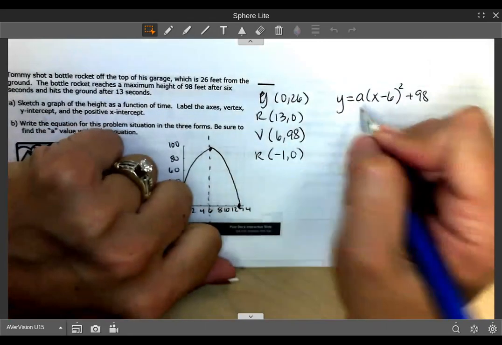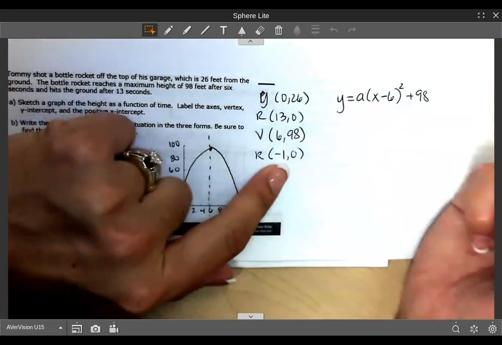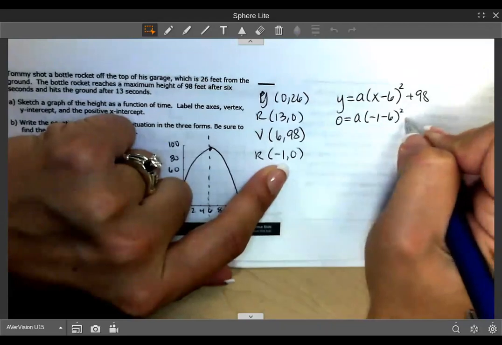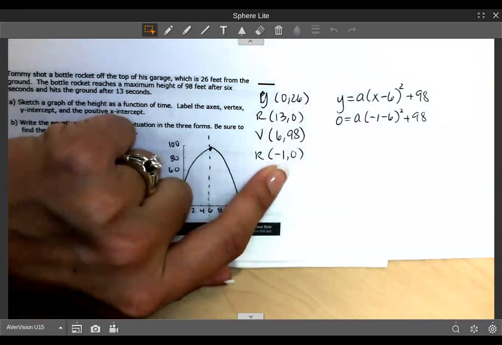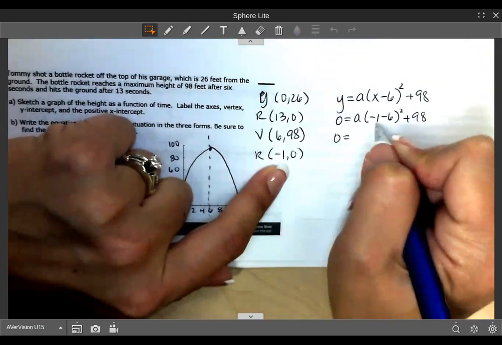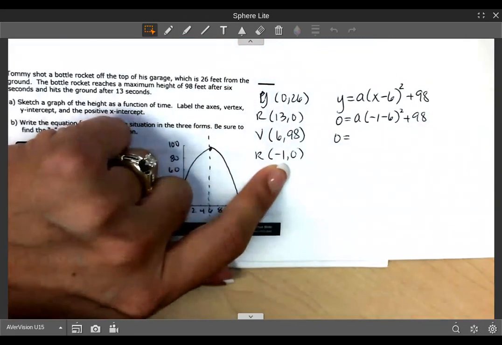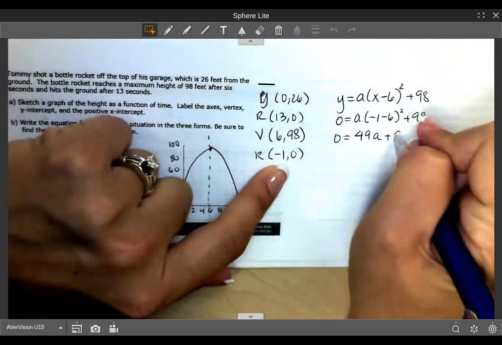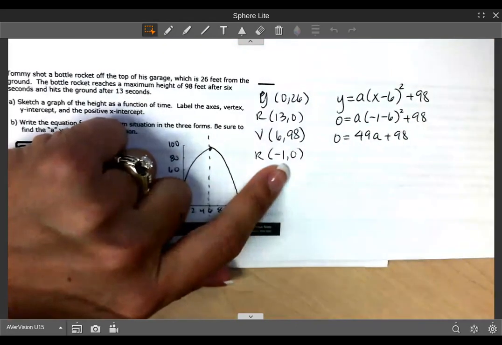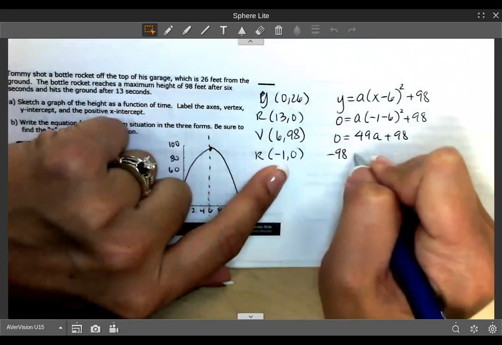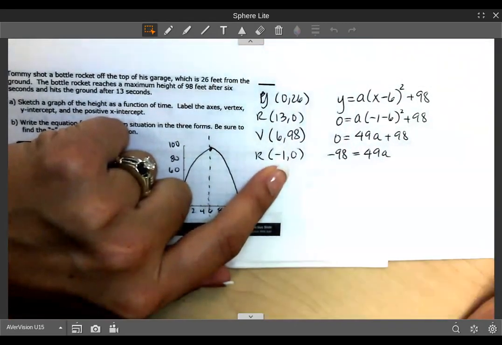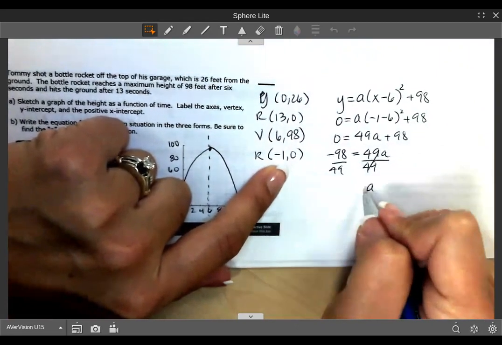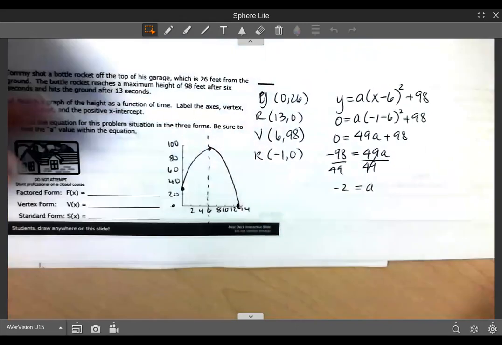To find that a value, I use any one of the other points. So I'm going to go ahead and use this one right here. I plug in 0 for my y and -1 for my x. Now we need to simplify. So -1 minus 6 is -7, squared is 49. We subtract the 98, and then we divide by 49. We get our a value is -2.